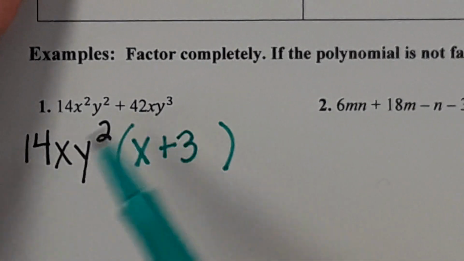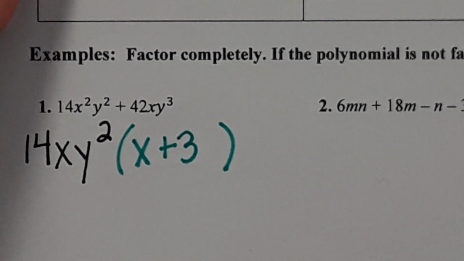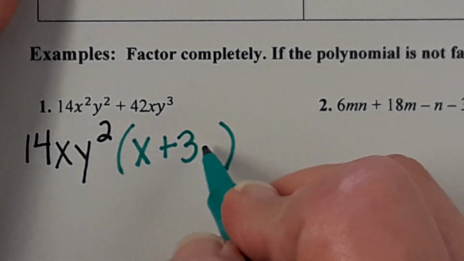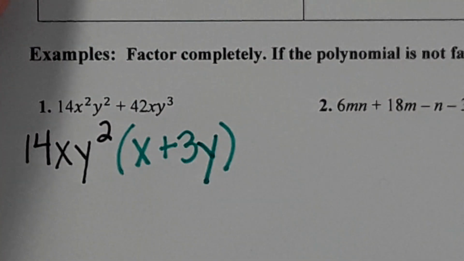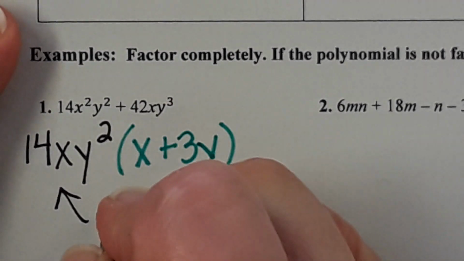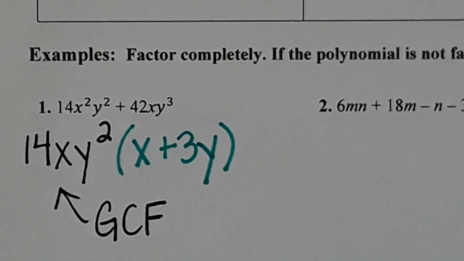Okay, so 42 divided by 14 is 3. X divided by x is 1. Y to the third divided by y squared is y. There's no squareds. They have nothing in common. So this is your answer, and this is what we call the GCF. The whole thing? No, just 14xy squared is the GCF.